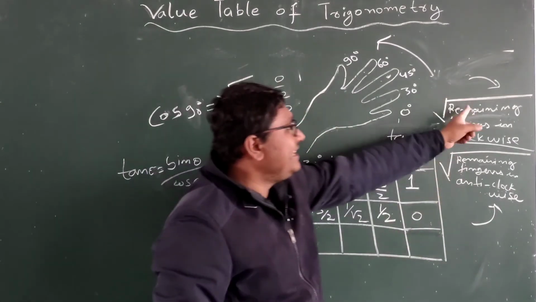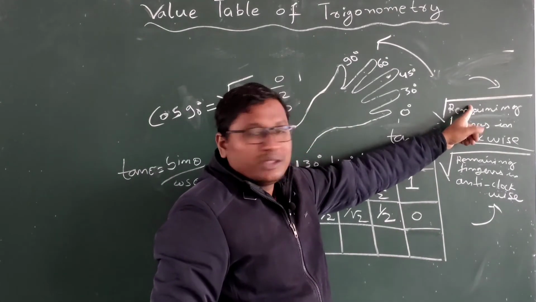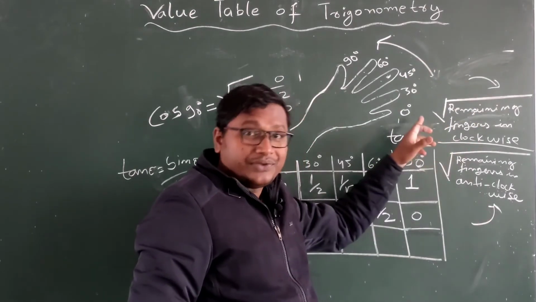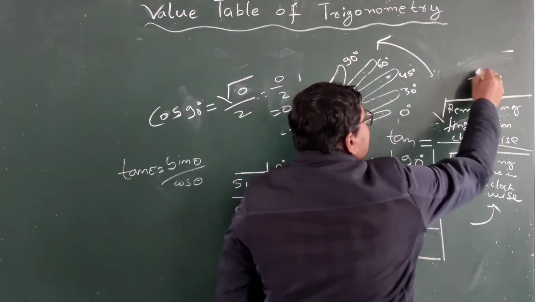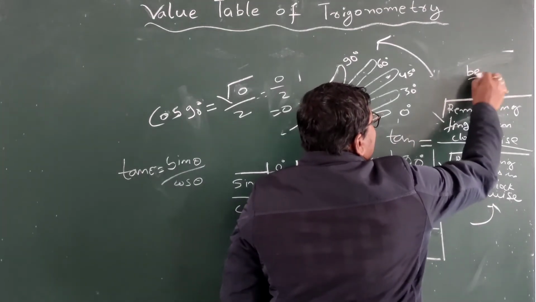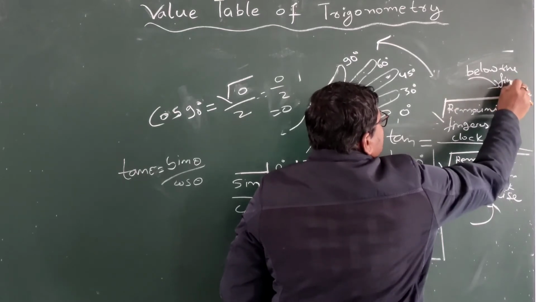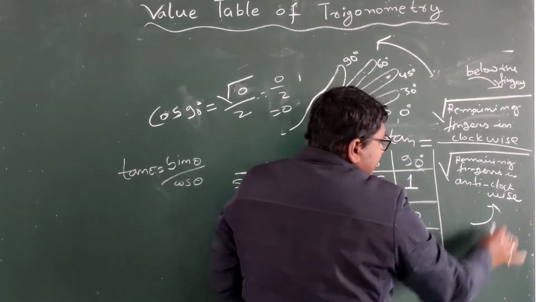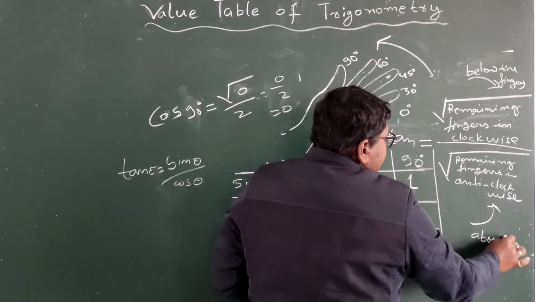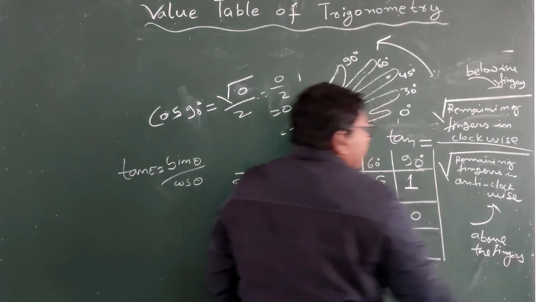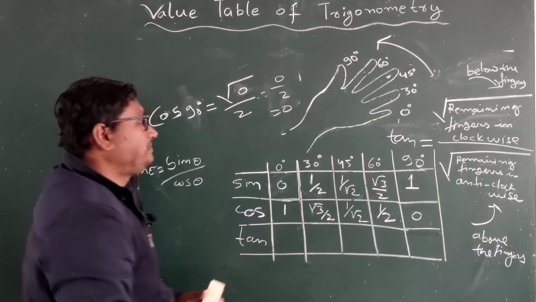It means here in the numerator we need to see below the fingers, and here we need to see above the fingers. Here we will see below the fingers, and here we will see above the fingers. Now you see the value.